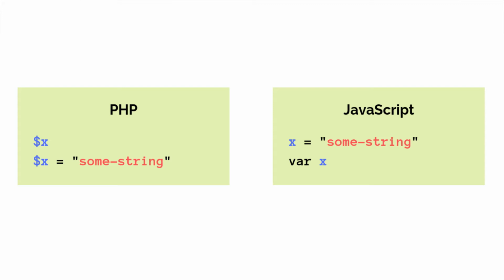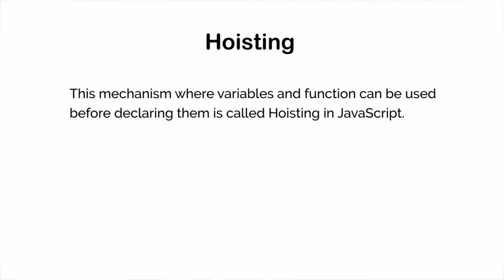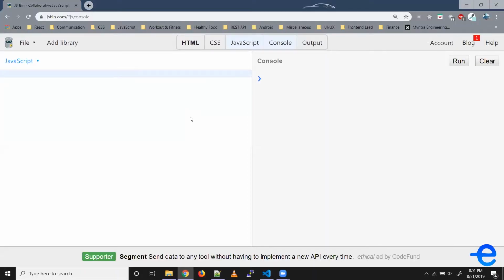So as you can see on the screen, we've assigned the value some string to the variable x, and after that we are declaring the variable. This mechanism where variables and functions can be used before declaring them is called hoisting in JavaScript. Let's give it a try.